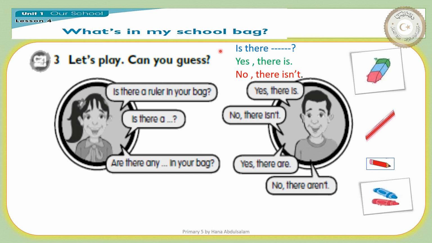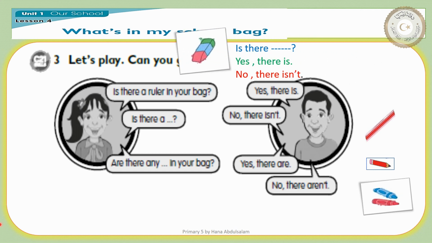Okay. So now the rule and the question. The first question. Is there a rubber? Yes, there is. No, there isn't. Is there a rubber in your bag? What about ruler? Who can ask a question about ruler? Muhammad? Is there a ruler in your bag? Excellent, Muhammad. Rujain? Yes, there is. Rahaf? No, there isn't.